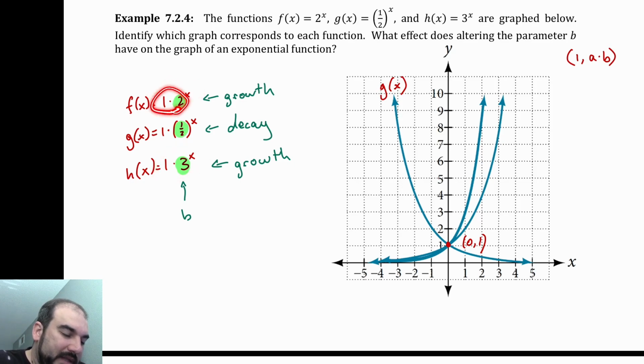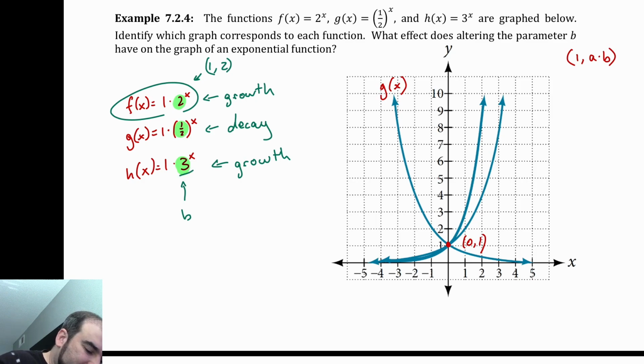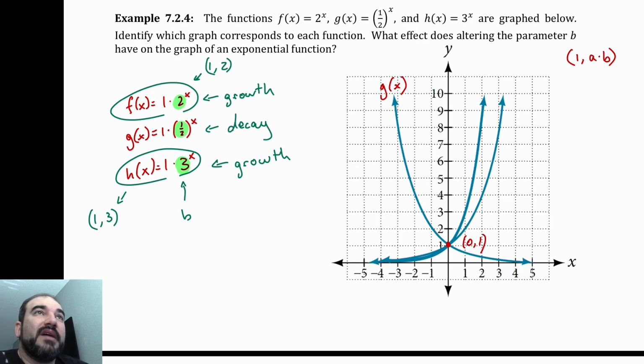So if we multiply the a and the b together in either of these, we should be able to tell which one is which. So if I multiply the a and the b together, that's 1 times 2 is 2. So this function should go through 1 comma 2. And this function down here should go through 1 comma 3, because 1 times 3, a times b, is 3. Right, so 1 comma 2. The one that goes through 1 comma 2 is this one here. This is 1 comma 2. So this one must be f of x, and the one that goes through 1 comma 3 must be h of x.